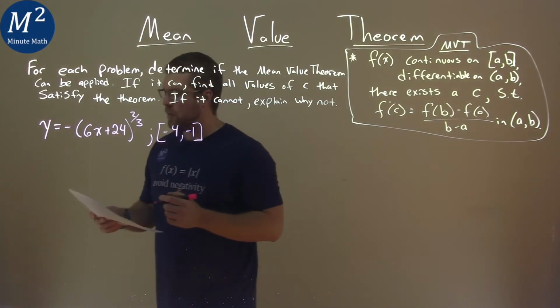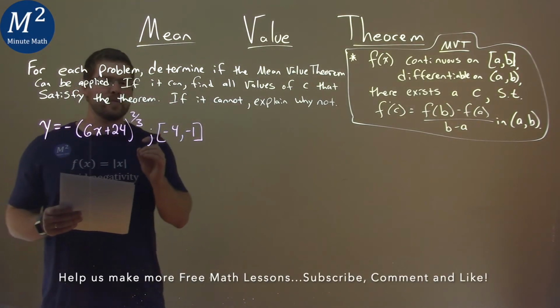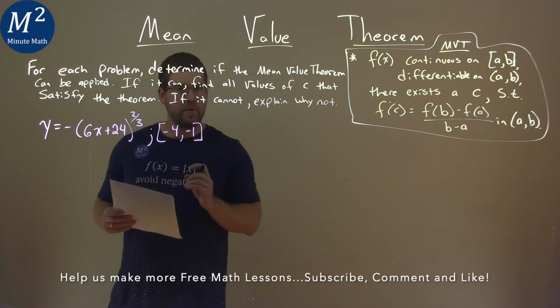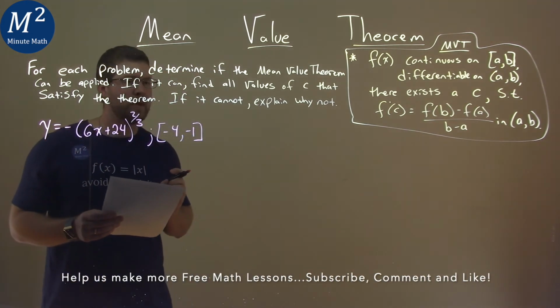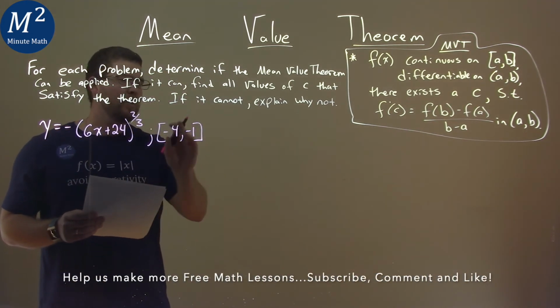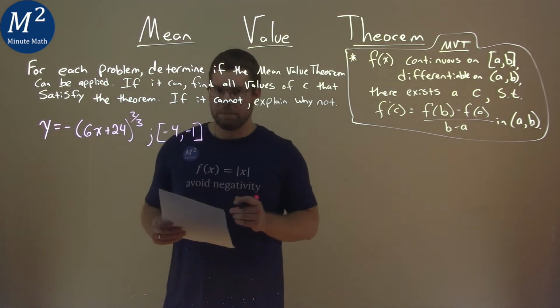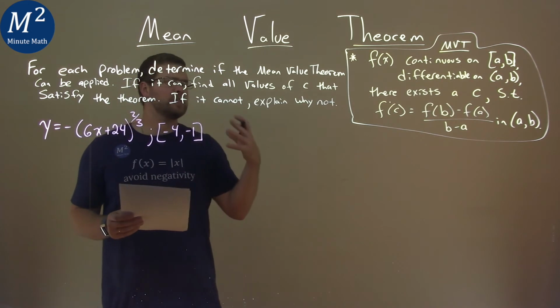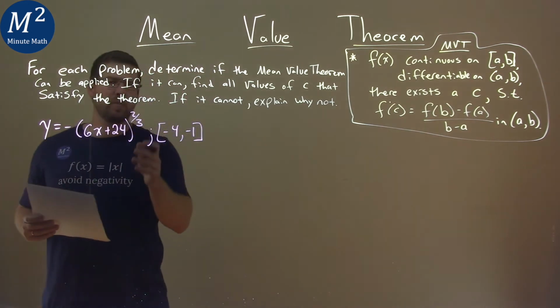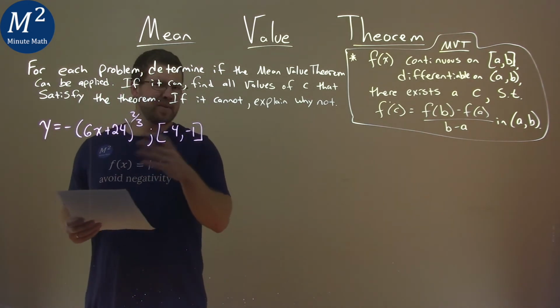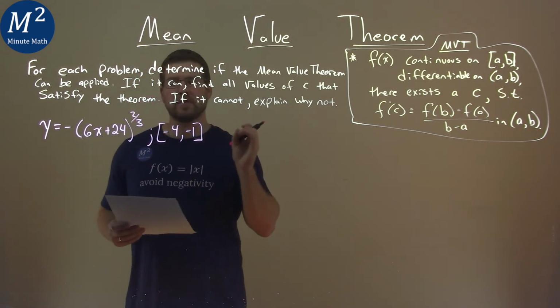value theorem. I'm given this problem right here, y equals negative 6x plus 24, all to the 2/3 power, and we have to determine if we can apply the mean value theorem, and if we can, we have to find the value c that satisfies it on the interval from negative 4 to negative 1. Well, the first thing is, is our function continuous? And yes, we have a third root of a function here, but it's going to be continuous everywhere. The issue is going to be differentiability.